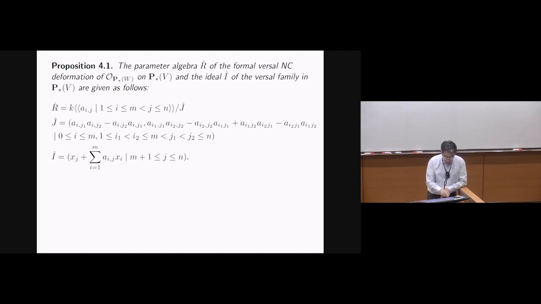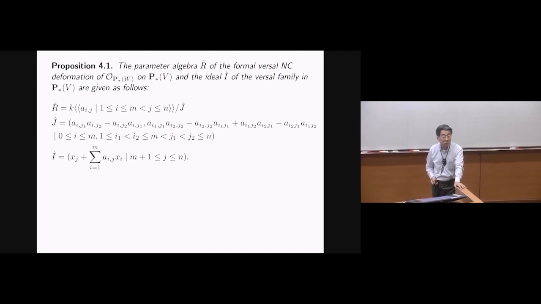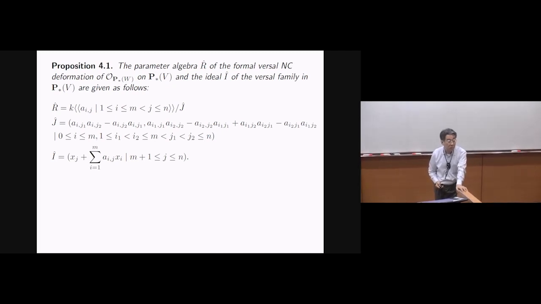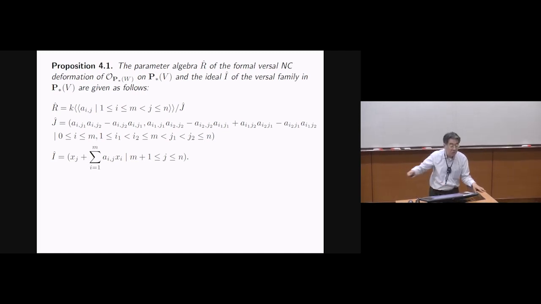And the corresponding idea is just the same. As in the commutative case, this is just the same as before. So on the Grassmannian, this is the formal versal NC deformation on the Grassmannian. But the Grassmannian is in some sense globally flat.